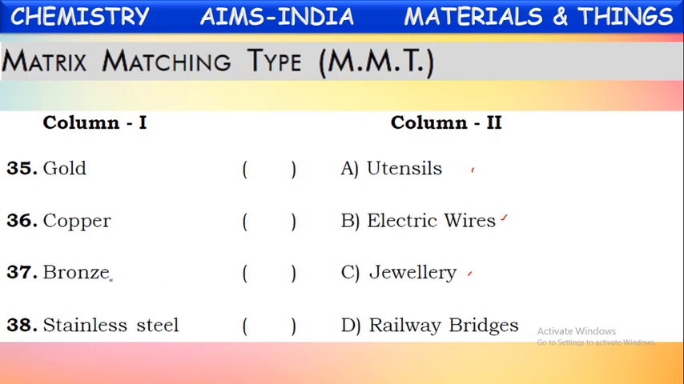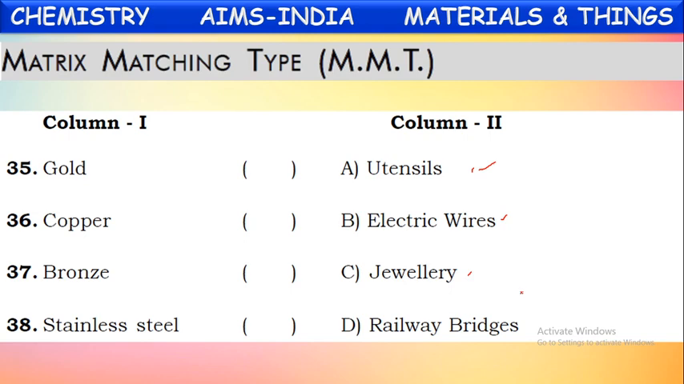Next, if you see bronze. What does this bronze mean? Bronze is the alloy of copper and tin. So it is an alloy of copper. Where is this bronze used? In making of household utensils and even medals, coins, statues, god idols.